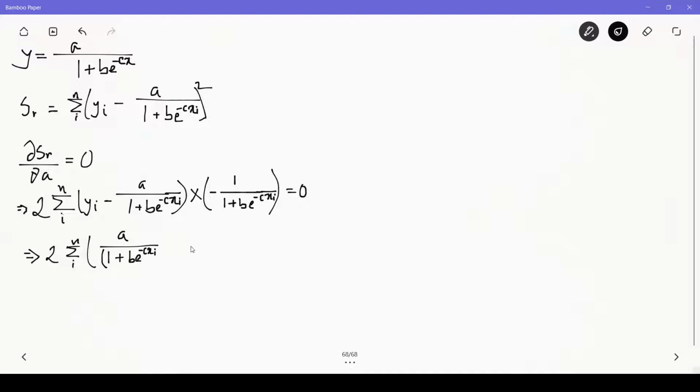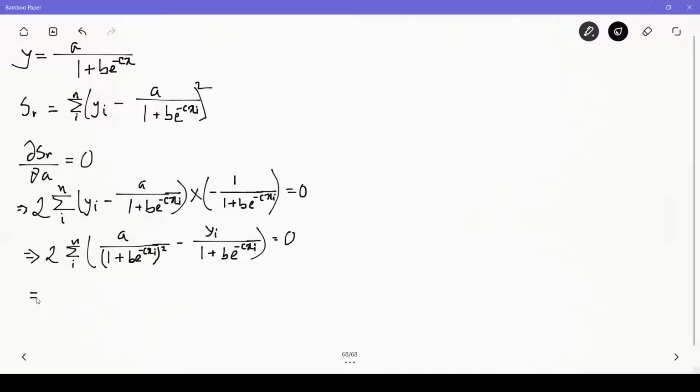Because this denominator and this denominator multiply, they are the same thing. So it becomes square, right? And we have this yi, it initially had a positive in front of it, right? But after multiplying with this minus, it becomes minus. So yi divided by this whole denominator over here, 1 plus b e to the power minus cxi. Okay, fine. So this whole thing is equal to 0.